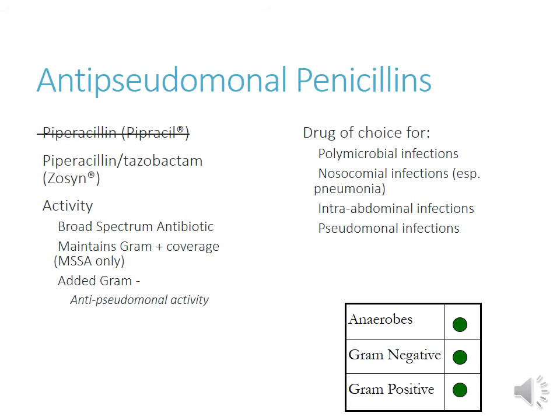So it retains really broad spectrum coverage against MSSA. So it covers that. It doesn't cover any MRSA. It has really good gram-negative coverage, so it's able to cover things like Pseudomonas and other gram-negatives and Enterobacteriaceae. And then the other nice thing is that it has really good anaerobic coverage. So this is like green across the board. Like you're like, hey, this is an easy drug. Let me just throw this at everything.